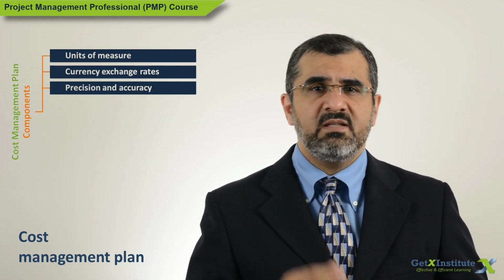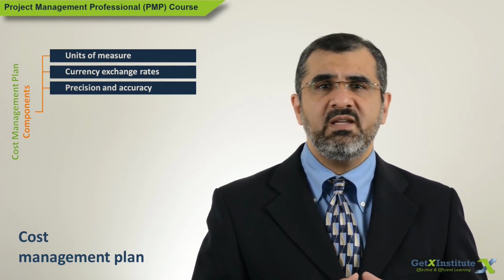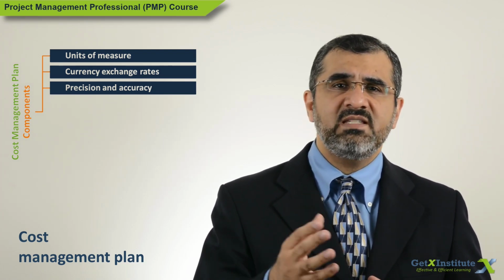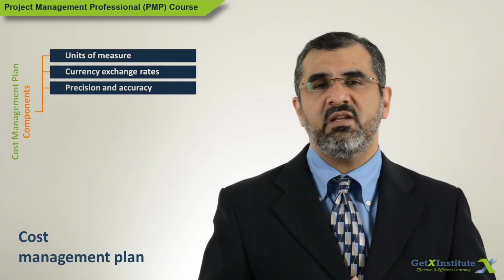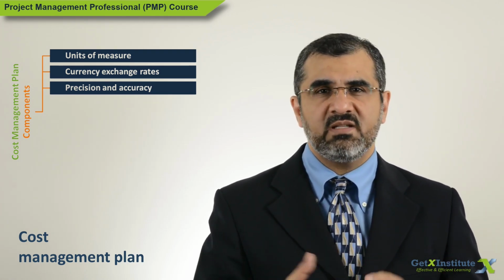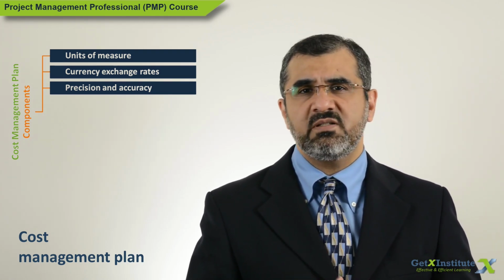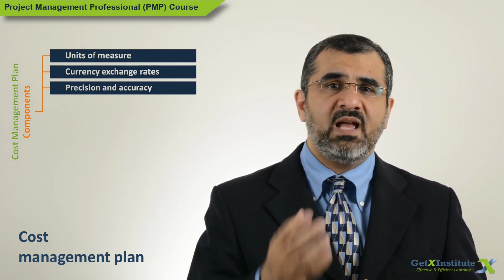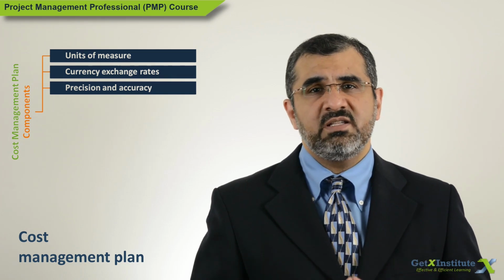Then accuracy is how accurate the estimate is. So I say 5620 is the estimate. How much variation might be there in the actual spend? Plus minus 10% or plus minus 20% or other. Identifying these ranges in estimates helps in establishing contingencies.